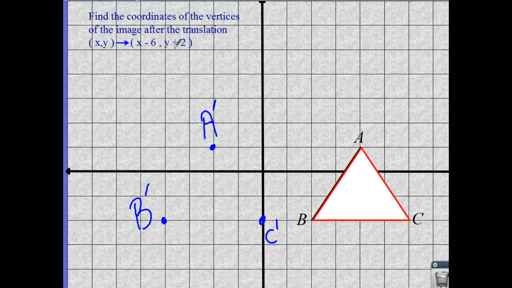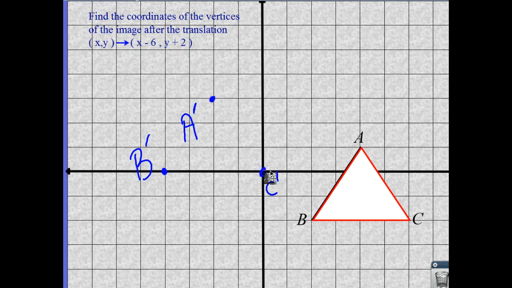Samantha, up how many units? 2. Okay, so now we're going to take this. Maybe I'll just do the point and we'll move the A prime. So we're going to take this point and move it up 2 because we had a plus 2 in our notation. I'm going to take my B prime, move it up 2, and then I'm going to take my C prime and go up 2 also.